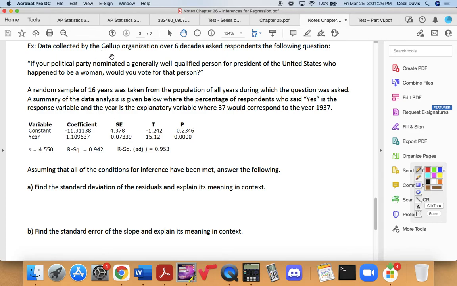So, data collected by the Gallup organization over 6 decades.